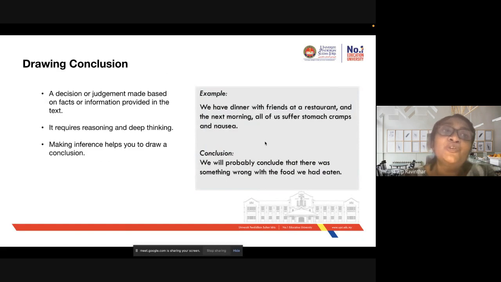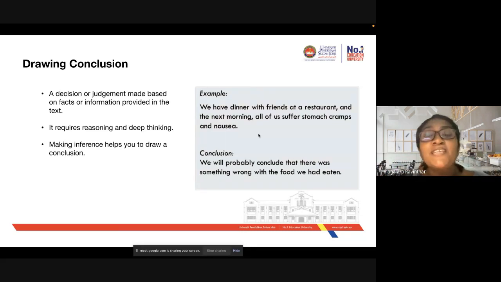So drawing conclusions is based on what you have read, what has been presented in the reading, okay? And of course, when you're trying to draw conclusions, you need to be neutral, because you want to validate based on what is being written in the passage, right? And making inferences will actually help you draw a conclusion, okay? And this will help you understand the passage as a whole.